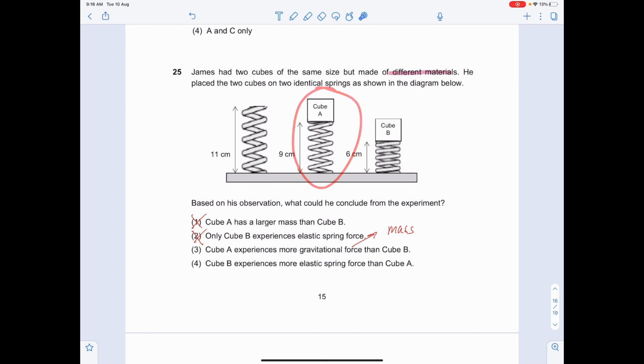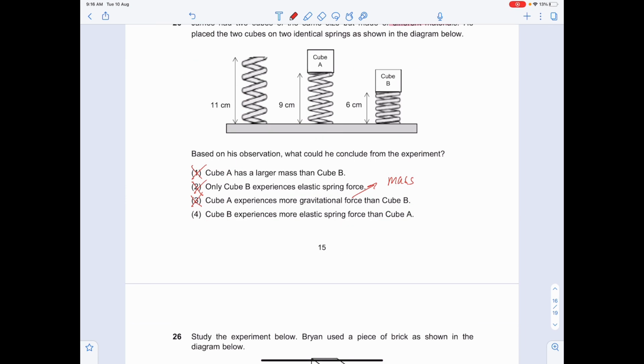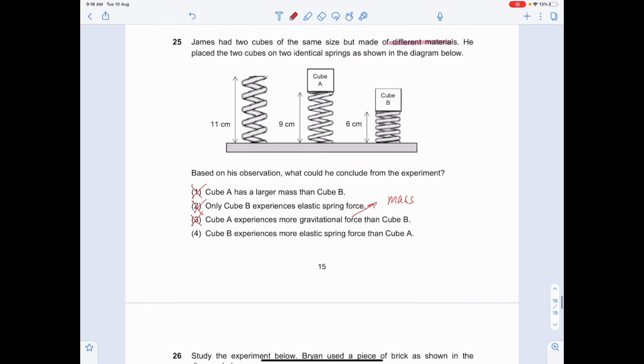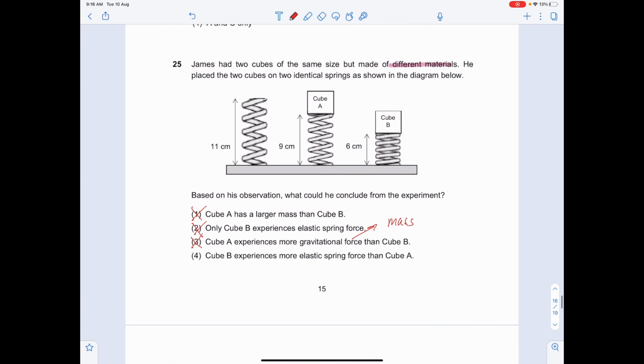As you can see, it is actually B that experiences a greater amount of gravitational force as it got compressed more. It's got pulled down more by gravity, compressing your spring more. So this is also wrong. So we're left with the last option. Cube B experiences more elastic spring force than cube A.